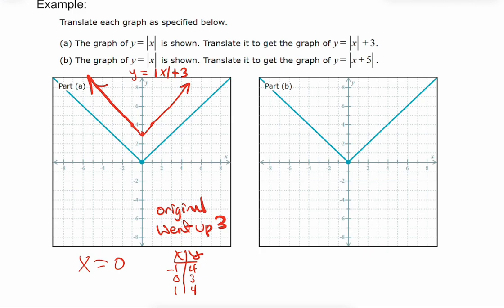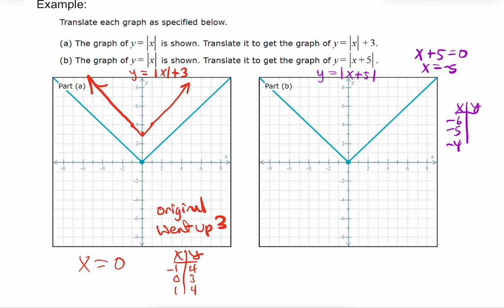Now B, when we set the inside equal to 0, we get -5. So here we're going to graph the absolute value of x plus 5. So that tells me that when we go to plug in values, we need to plug in -5, 1 below that, and 1 above that. Now remember, when you plug that in, you're going to get an answer inside the absolute value. Once you get the answer inside the absolute value, then the absolute value will make that thing positive.